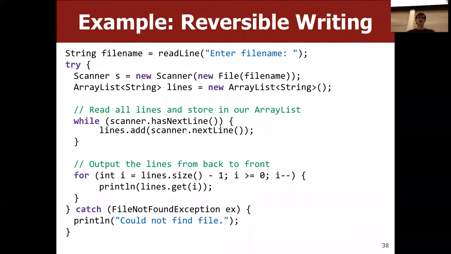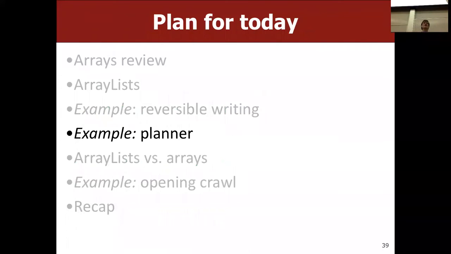Okay. So that's our example for reversible writing. Any questions before we move on to our next cool example? We'll talk more about some more advanced array list stuff that you could do. Okay, so we've seen a couple things you can do with ArrayLists so far. You can add items and they'll expand. You can get items by index. You can get the size.